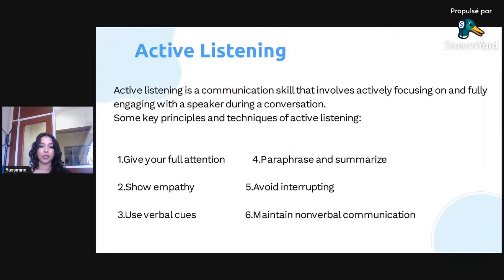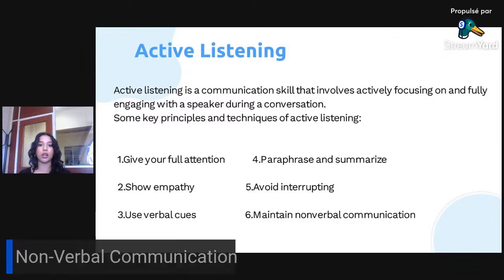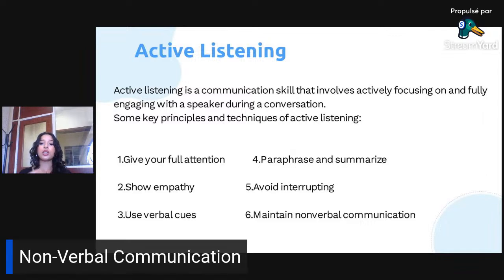Here, as you can see, we have some key principles and techniques of active listening. We're going to start off with the first one, which is give your full attention. What this means is that when you're actively listening, you should give the speaker your undivided attention. This goes by eliminating distractions, putting away your phone, maintaining eye contact, which is an important one, and we're going to discuss all of this later. And this basically shows that you are genuinely interested.